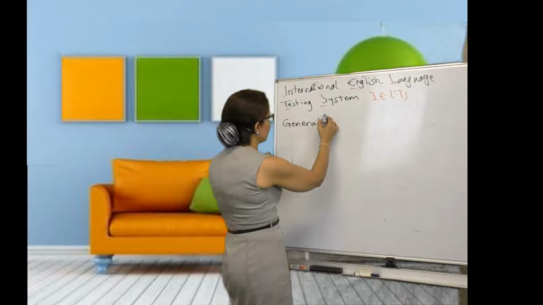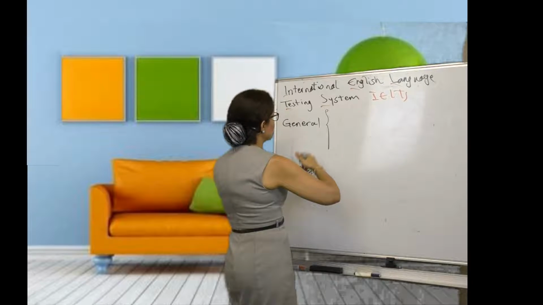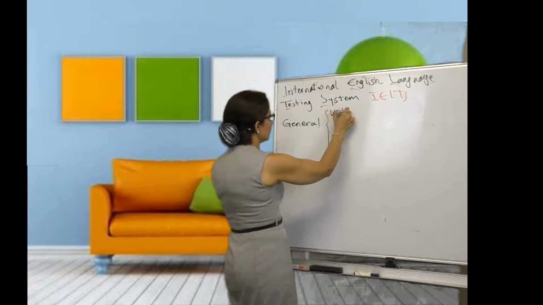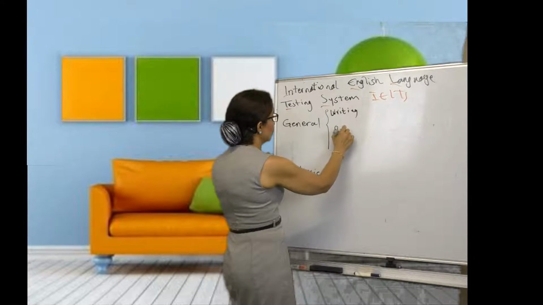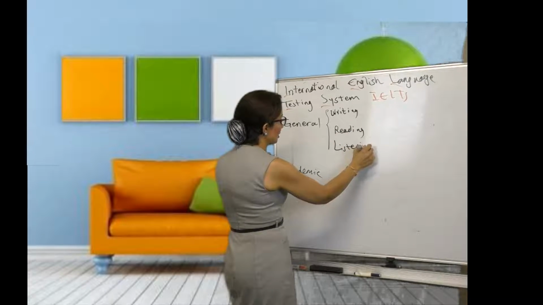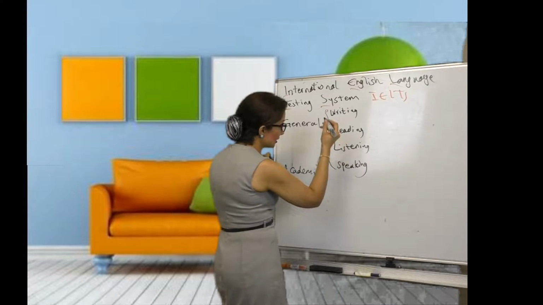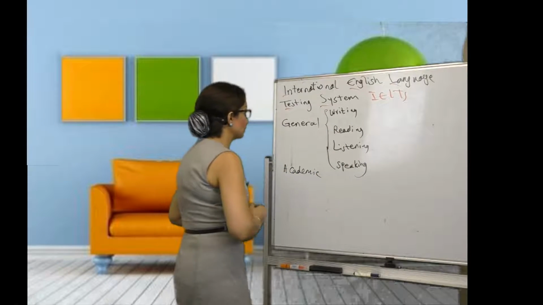In the general test, let's start with the order of the test. The test starts with writing, and then it goes to reading, and then it goes to listening. And there's a speaking as well, which may be done on the same day of the written exam, or on a different day, before or after the test.